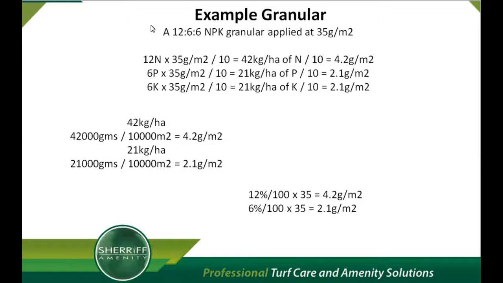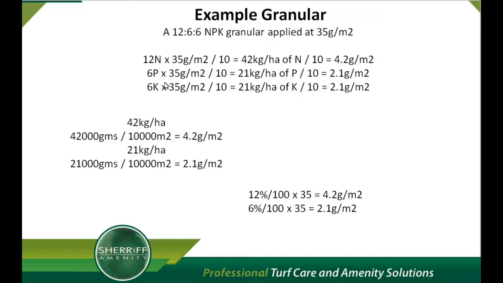Okay, so to take this calculation one step further, we can work out how much we are applying per meter squared by also dividing the amount of NPK per hectare by 10. Taking our 12% nitrogen, we initially times this by our application rate of 35 grams per meter squared and then divide by 10 to equal 42 kilograms per hectare of nitrogen. If we then divide 42 by 10 again, this will equal 4.2 grams per meter squared.